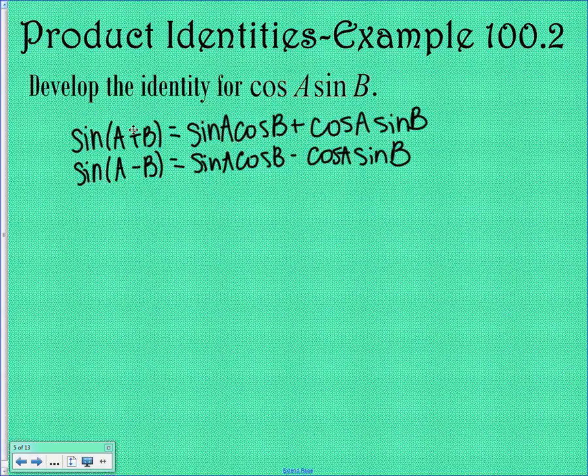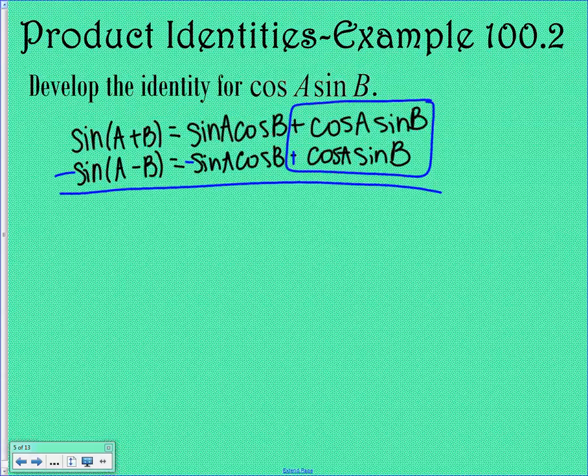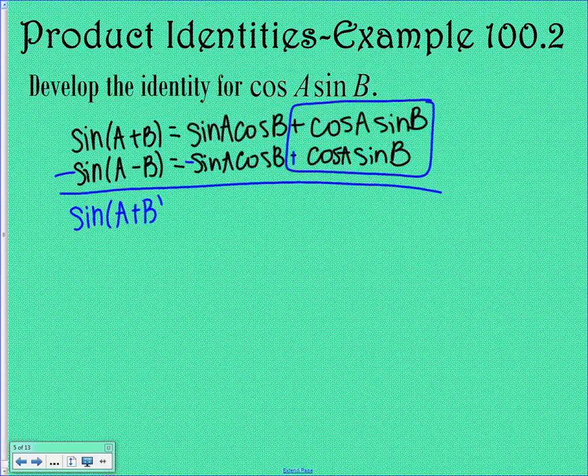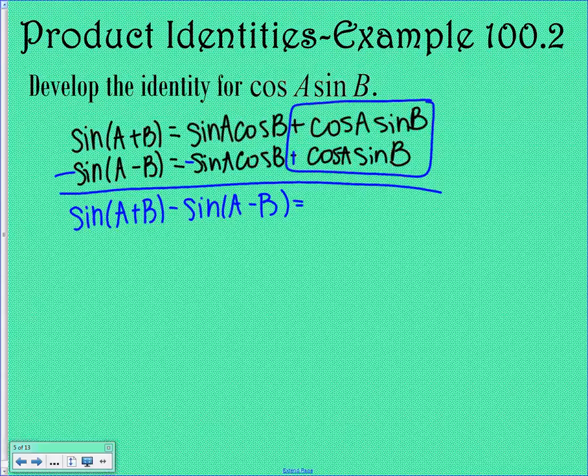And so we have these two terms here that we want to keep. In order to keep them, we're going to have to change that bottom equation to negative for every term, multiply it by -1 so that it doesn't get canceled out. And so now we're going to add our equations. We'll have the sine of a plus b minus the sine of a minus b equals, the sine of a cosine of b cancels, and then we have 2 cosine of a sine of b.